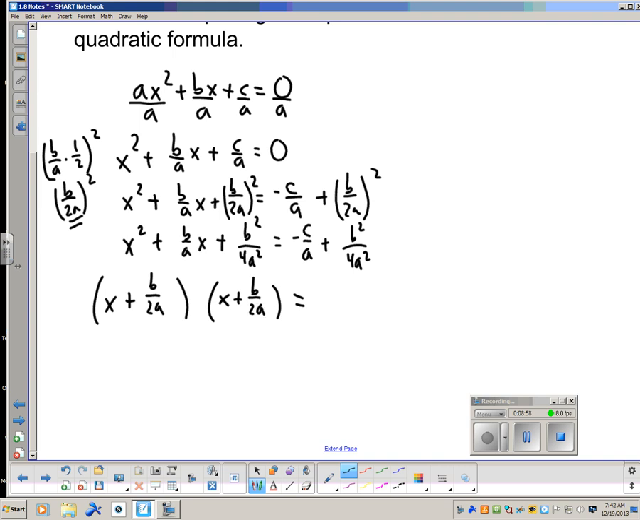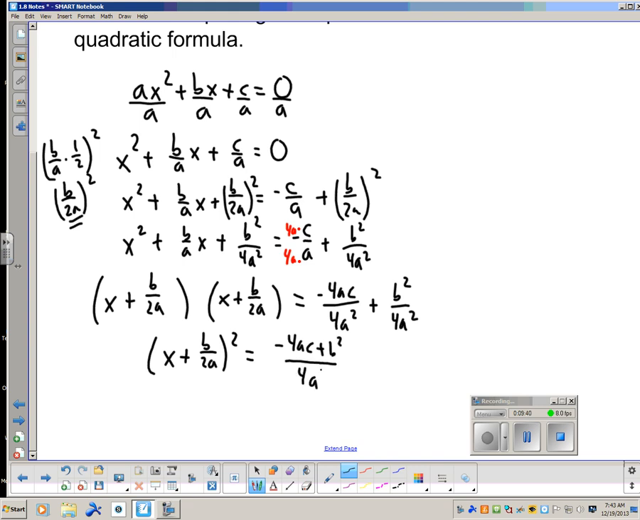And then over there on the right hand side there, we can start to get a nice common denominator. So common denominator is going to be 4a squared. So I'm going to multiply my numerator and denominator here by 4a. So up in here, I'm going to get a negative 4ac over 4a squared plus b squared over 4a squared. On the left hand side here, there's x plus b over 2a, squared. Over here, I'm going to combine those. I get a negative 4ac plus b squared over the common denominator 4a squared.